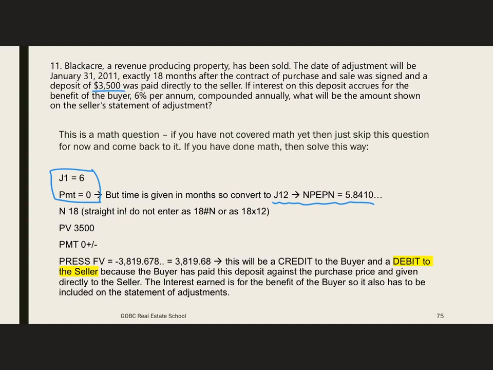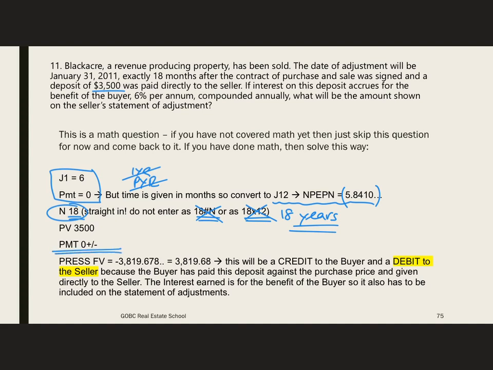So you do your INPEPIN. When you're done your INPEPIN, you get 5.8410, and so on. And then you enter those 18 months straight in. So don't enter it as 18 shift N or 18 times 12N. Otherwise, the calculator will think that that is 18 years instead of the 18 months. So you just do 18N to enter that, and then 3,500 into your PV, 0 plus minus in your payment key. And since you did an INPEPIN, your IYR and your PYR are already taken care of, so you don't need to re-enter those again.